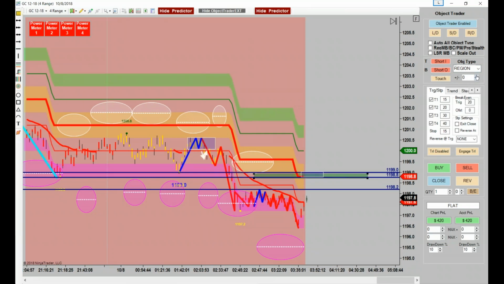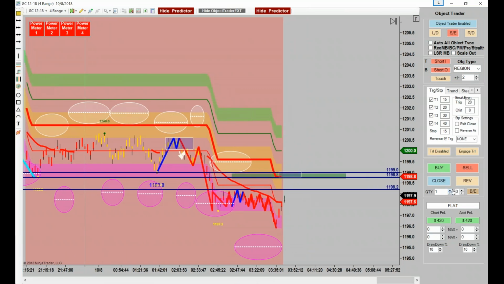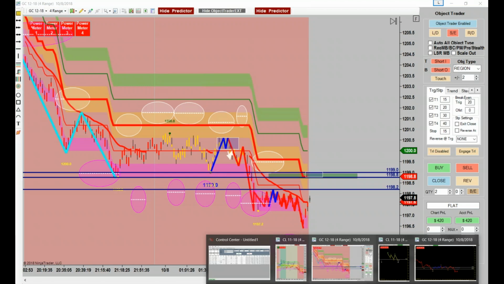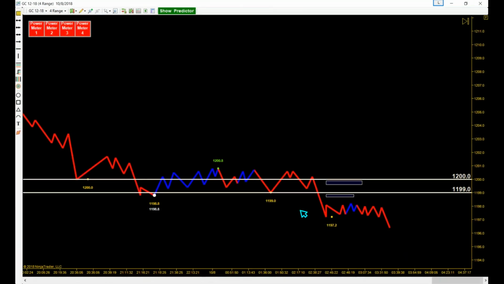I'd do a short out touch plus like 2. Let's see if we can get it. Because looking at our chart, we can clearly see that that is resistance right there, right? Got our little boxes drawn. Let's see if it does. I'll just do it on this chart and let's see if it does, because you know it'll trigger if it does. Let's see if it does.